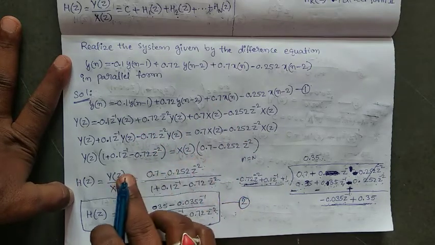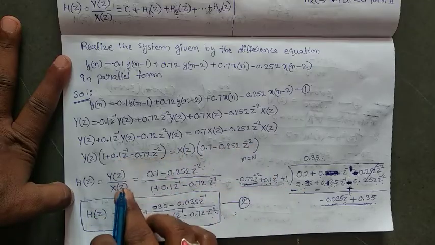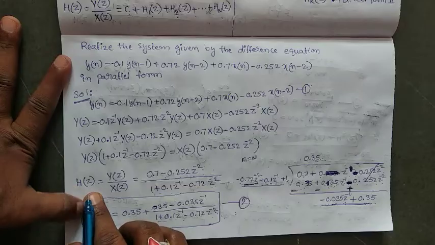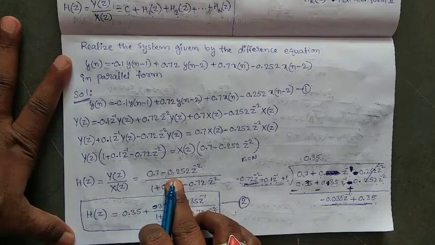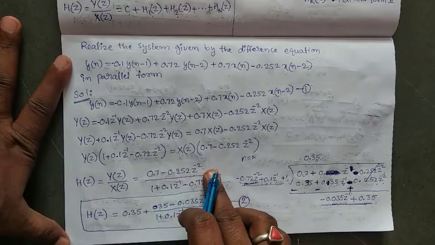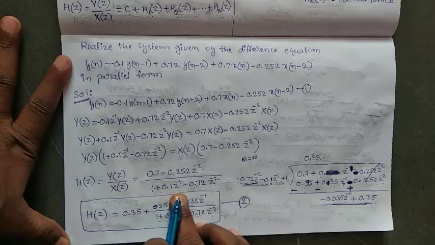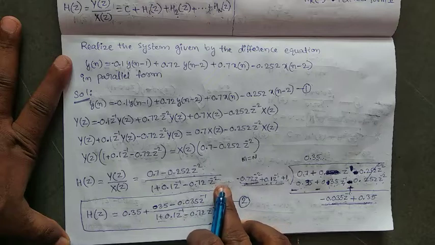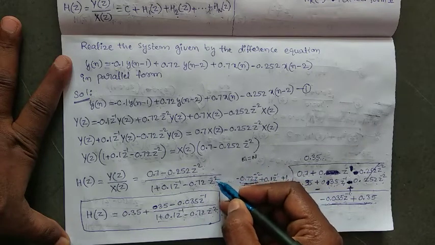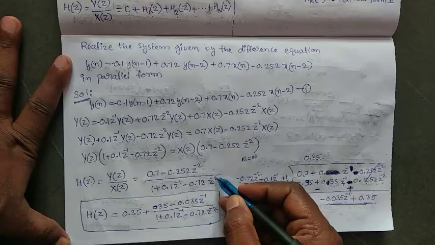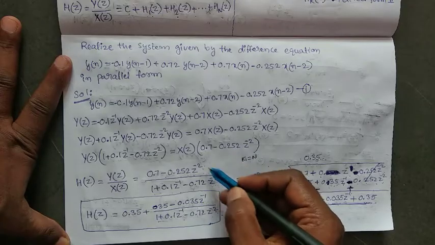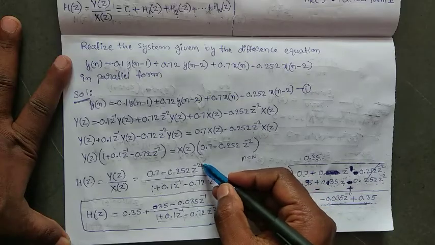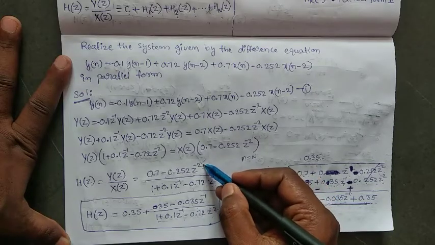From that equation we determine the ratio Y of z to X of z, that is, the system function H of z is equal to (0.7 minus 0.252 z power minus 2) by (1 plus 0.1 z power minus 1 minus 0.72 z power minus 2). Here observe the maximum negative power of z is 2. Here m and n are the same, this is capital N, this is capital N.